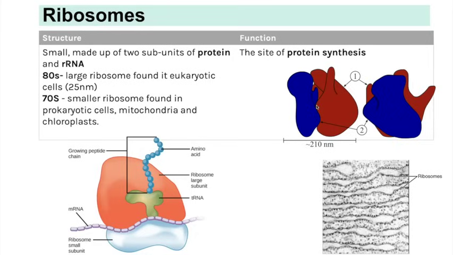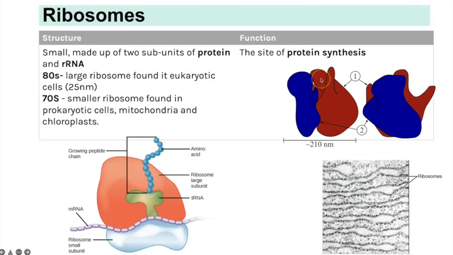Ribosomes are found in prokaryotic and eukaryotic cells, and that is because they are not membrane bound. Ribosomes are just made up of rRNA and proteins. You do have different sizes though: the 80S is the larger ribosome in eukaryotic cells, and the 70S is the smaller ribosome found in prokaryotic cells, as well as in mitochondria and chloroplasts so that they can make their own enzymes.